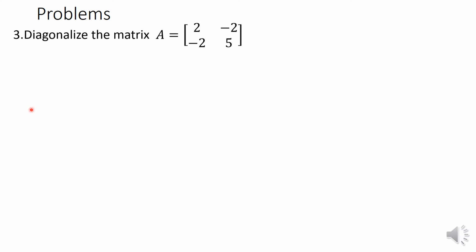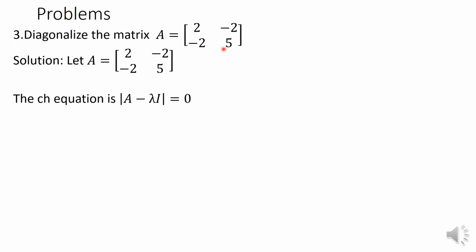Okay, dear students, let us see the last problem on diagonalization of real symmetric matrix. This is the problem we are having. Diagonalize the matrix A, that is equal to [2 -2; -2 5]. Write down the matrix A and then the CH equation. So |A minus lambda I| is equal to 0 is the CH equation we are having.